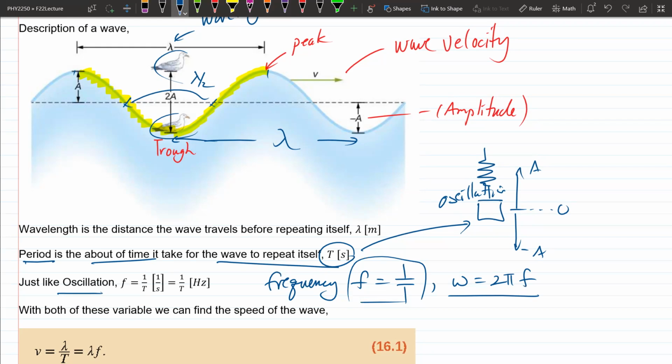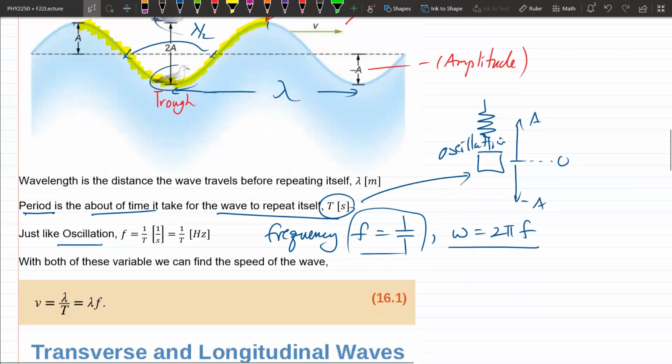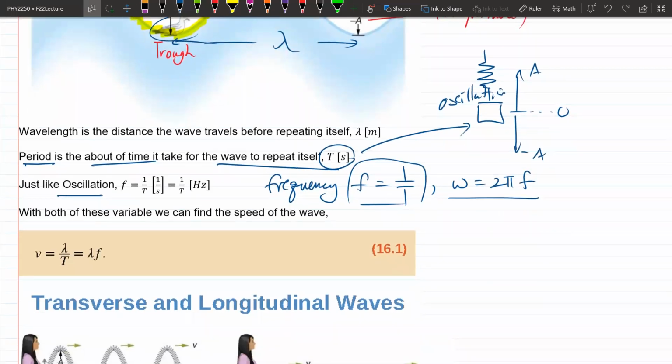Are we okay so far? It's a lot of variables. This is the thing I remember when I took this class. You have lambda, you have V, you have A, you have F, you have T, you have omega. It's like a big laundry list of stuff. They're all interconnected to each other.